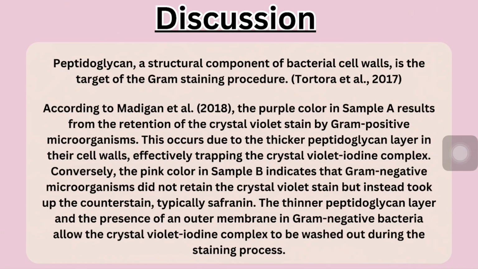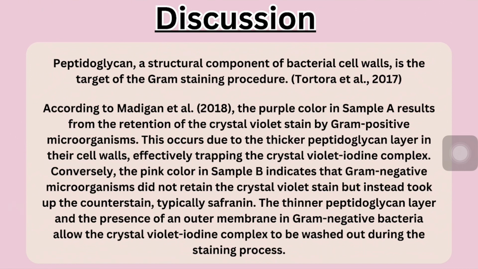Peptidoglycan, a structural component of bacterial cell walls, is the target of the gram staining procedure. According to Madigan et al., the purple color in sample A results from the retention of the crystal violet stain by gram-positive microorganisms. This occurs due to the thicker peptidoglycan layer in the cell walls, effectively trapping the crystal violet iodine complex.